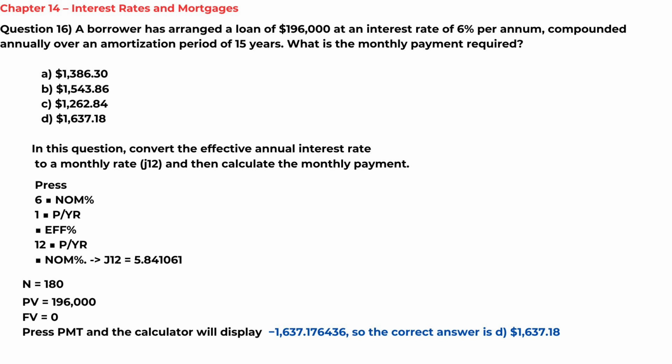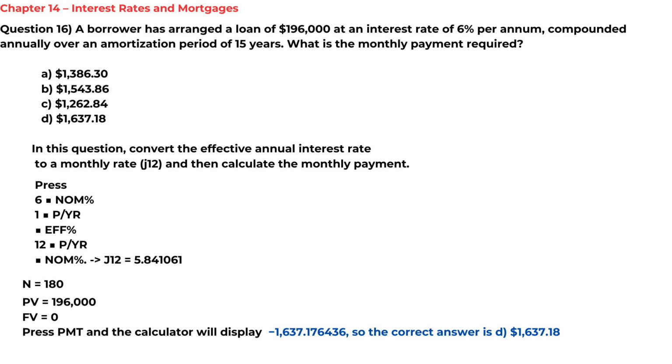Question 16. A borrower has arranged a loan of $196,000 at an interest rate of 6% per annum, compounded annually over an amortization period of 15 years. What is the monthly payment required? In this question, convert the effective annual interest rate to a monthly rate, J12, and then calculate the monthly payment. 6 shift nom. 1 shift PYR. Shift effective. 12 shift PYR.